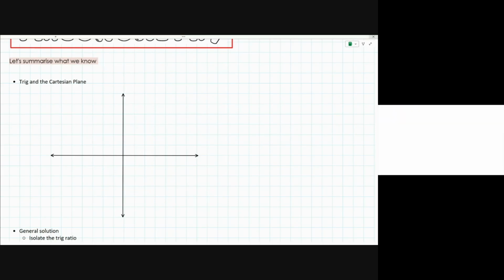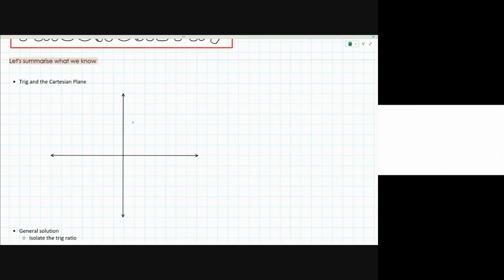In terms of what we know about our Cartesian plane, I'm not going to do a full starting from the beginning with trig. So I'm assuming that we understand where the reduction formula and stuff have come from. However, what we need to sort of know is what happens in each quadrant.